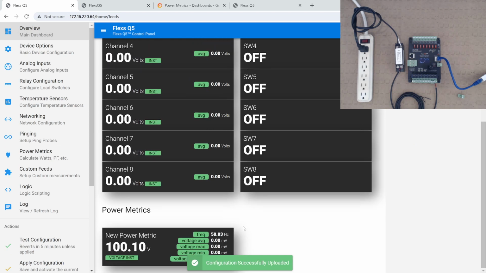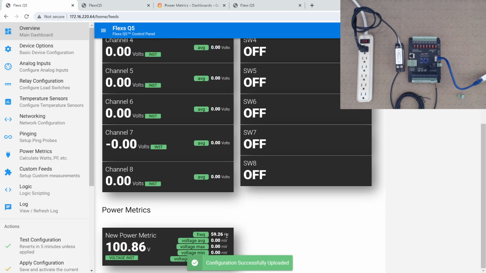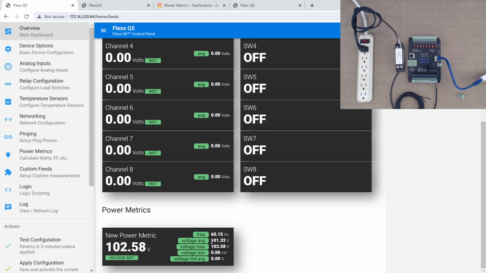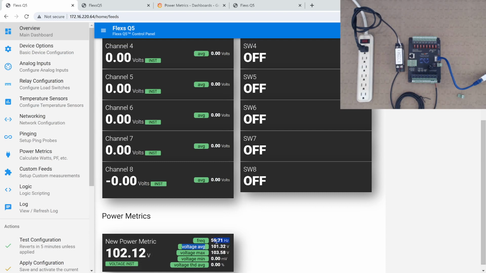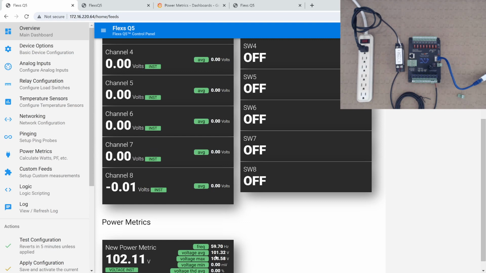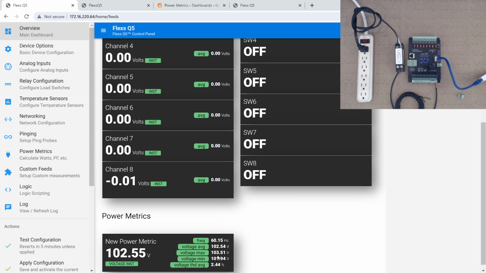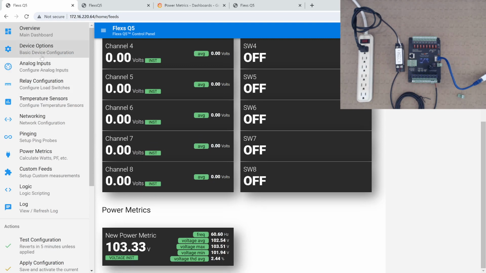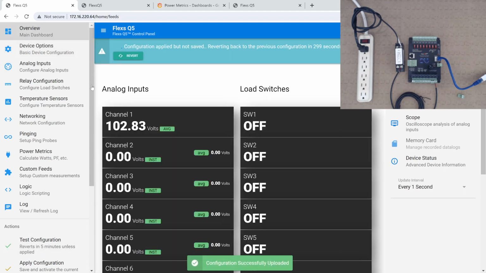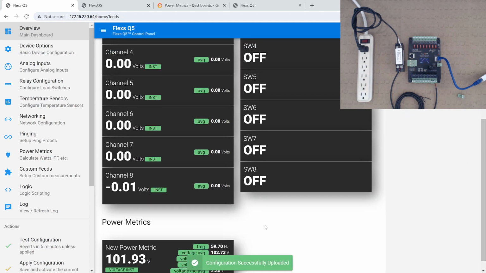Now if we look down here, we can see our frequency, 58 hertz. We have our instantaneous voltage, and we'll soon have our average, min, and max here. So we have 101 volts is our average, 103 is our max, and should have our min here very soon. 101 is our min. Right now it's calculated on a 10-second interval, so we could change that to a 1 second interval if we wanted those mins and max to be calculated quicker.